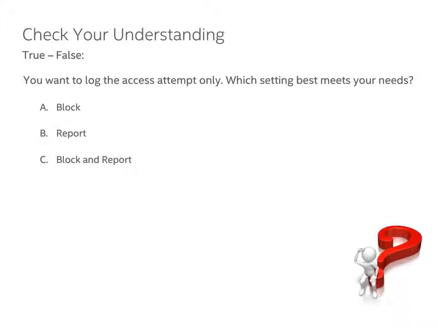In the check your understanding, true or false, you want to log the access attempt only. Which setting best meets your needs? Is it block, report, or block in report? If you were to say answer B, report, then you are correct. If you select block, well then obviously you're going to block the application from running.